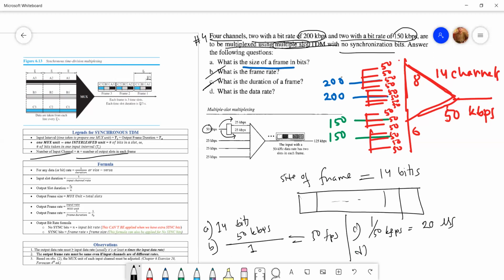And question number D, what is the data rate? We can use both of the formulas, because now we don't have any synchronization bits. So we have 14 channels, and each channel carries 50 kbps. So basically that will be 700 kbps, or equivalently 0.7 Mbps. So this is a short example of multiple-slot TDM, where we split the channels into smaller ones.